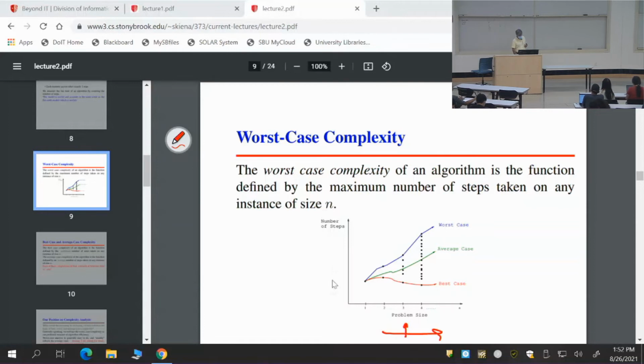The y-axis is how many steps that algorithm takes on a particular example. And each dot here represents a possible input. A possible complete input, not part of an input, but a complete input, right? And so if you look at it, any algorithm defines this set of columns, where n is the size of the problem, and y is the number of steps, and there's a dot for every instance.